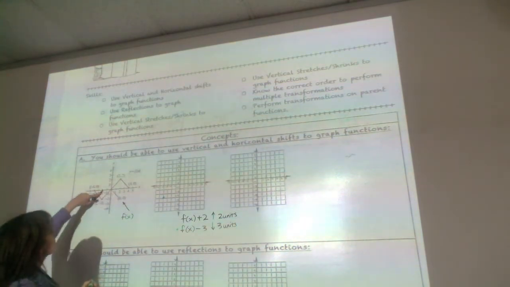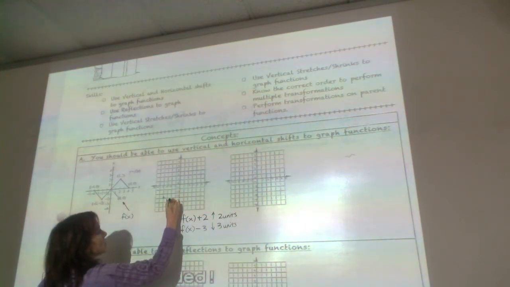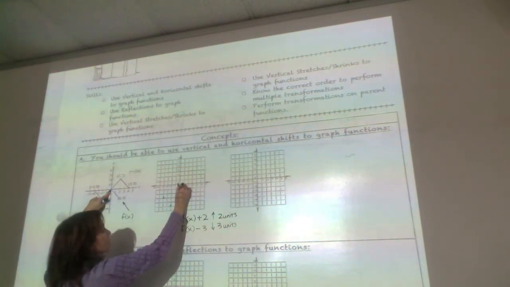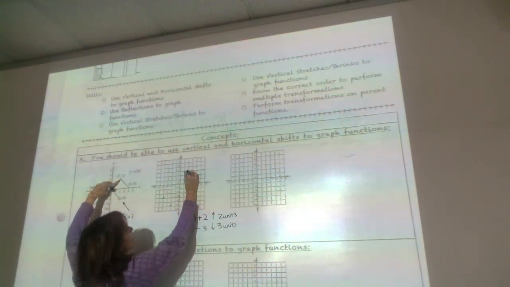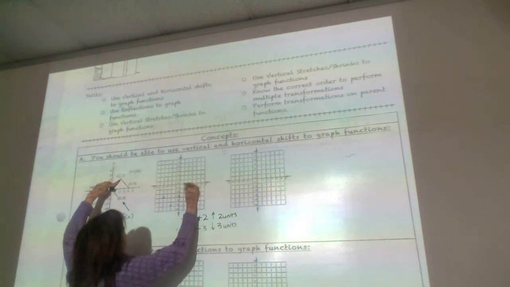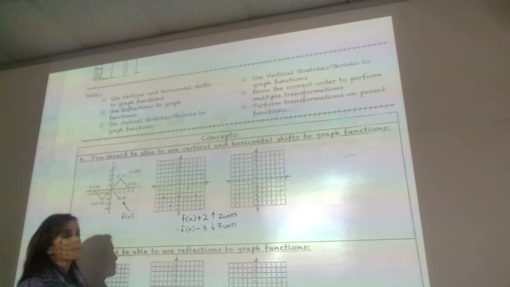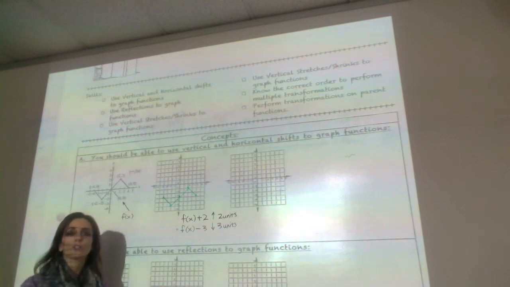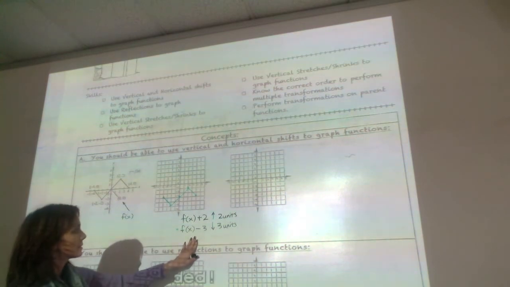Now this point negative 2, 2 is going to go down 3 units. 1, 2, 3 units. This point here at 0, 0 is going down 3 units. 1, 2, 3. This point here at 2, 2 is going down 3 units. 1, 2, 3. And this point here at positive 4, 0 is going down 3 units. 1, 2, 3. Okay, so now we can take those and connect the dots. And we have our transformed graph. Okay? So we're taking this and turning it into this.